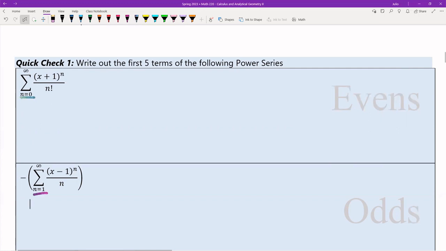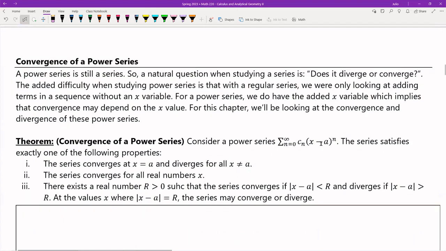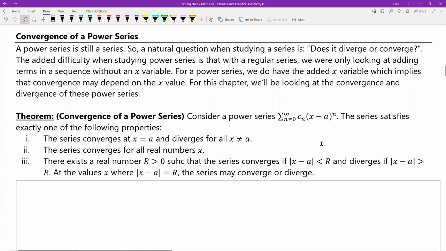All right, let's move on. Now, a power series is still a series. With any series, one of the big important questions we want to answer is whether the series diverges or converges, or if it does converge, what it converges to. Now, for a power series, just like we have it defined above, before we just had the sum of particular terms. We had a sum of a sequence, so it was just the sum of numbers.